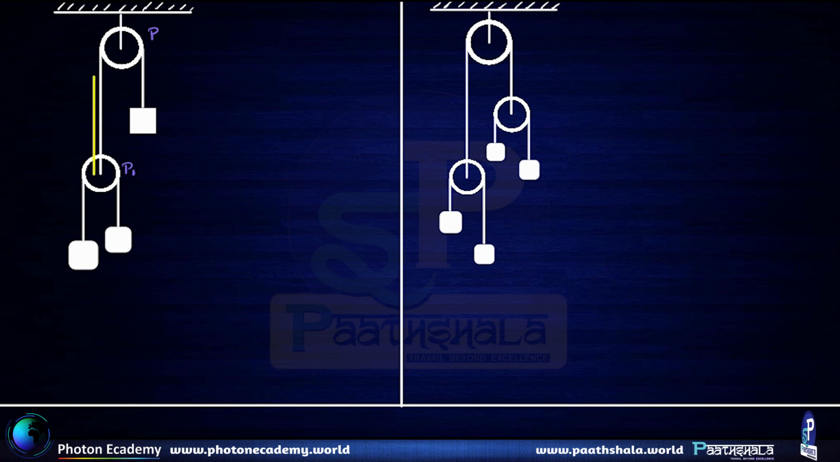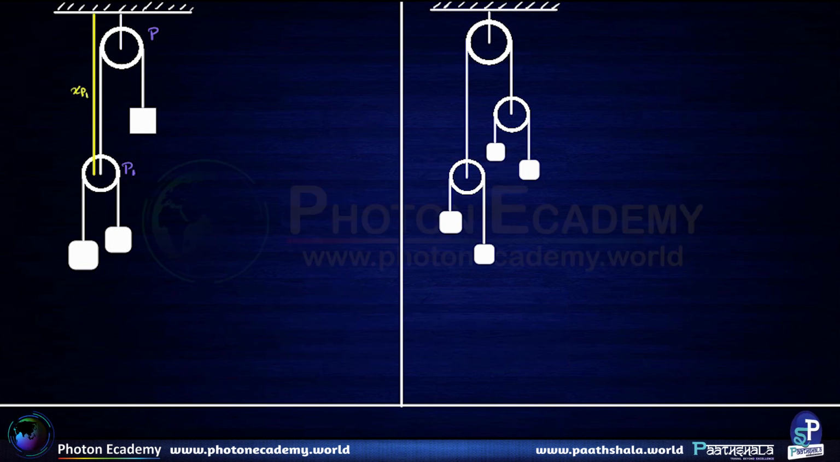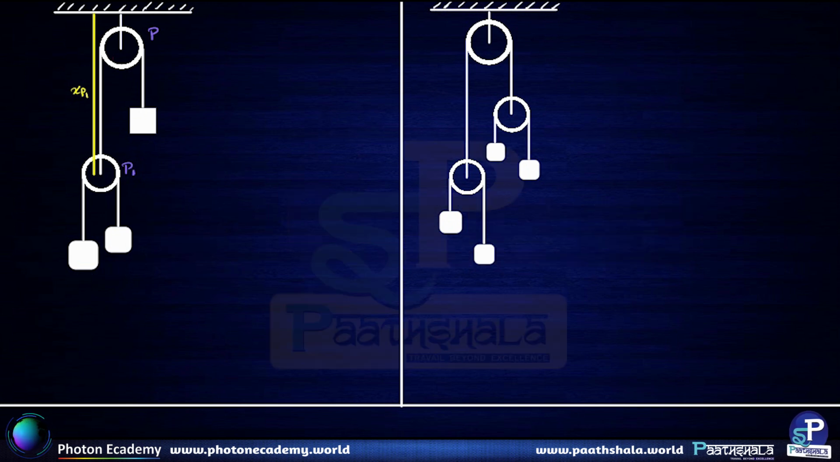The distance of the center of this pulley from the rigid support happens to be xp1. So this distance is xp1. This distance will correspond to the variation of the length of this particular string. Let me label the masses. So this is mass m1, this is mass m2, and this is mass m3.